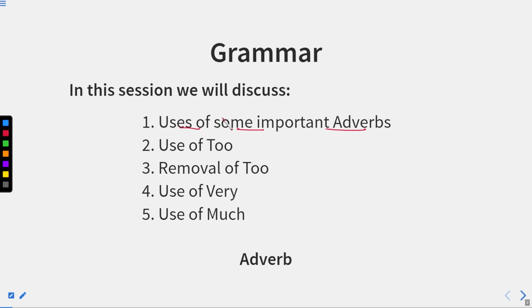Now, in this session, we are going to discuss uses of some important adverbs. What are these important adverbs? Actually, these are two. We are going to discuss adverb too and its types, and its usage in the sentence. Removal of too, it means where we cannot use this too. Use of very and use of much. Now you can see that too, very, much are some common adverbs that we definitely use in our daily sentences. Now let's begin the session.